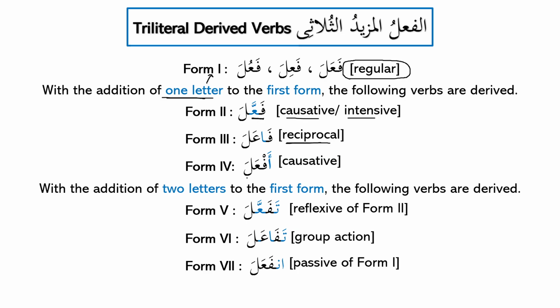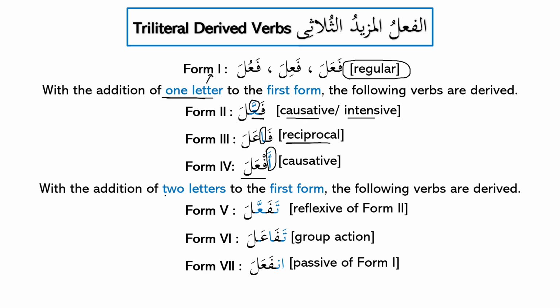Af'ala is causative, so it's form number 4. There is addition of tashdid over here. Tashdid, alif, hamza. How to remember that? Tashdid, alif, hamza. And this hamza is hamzatul qati'. We have to read it when it is past, when it is amr, and when it is masdar.